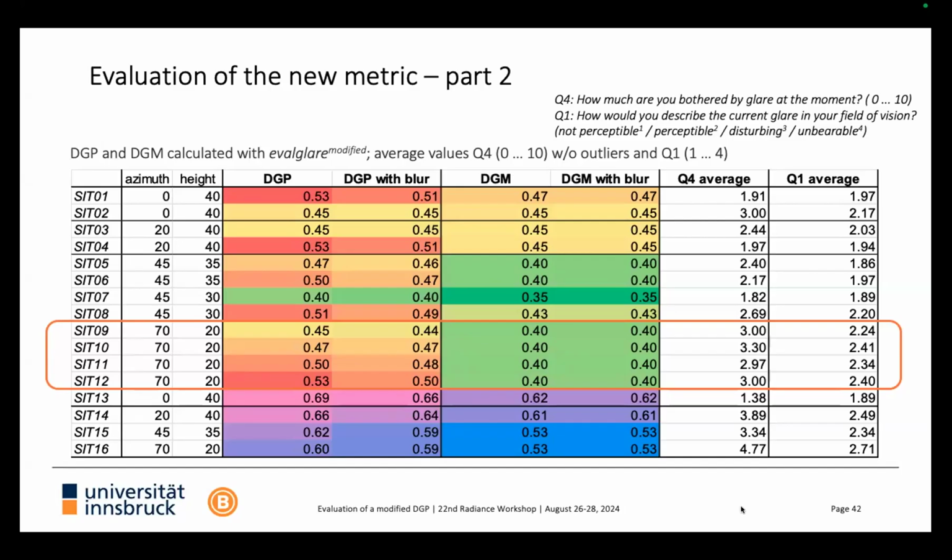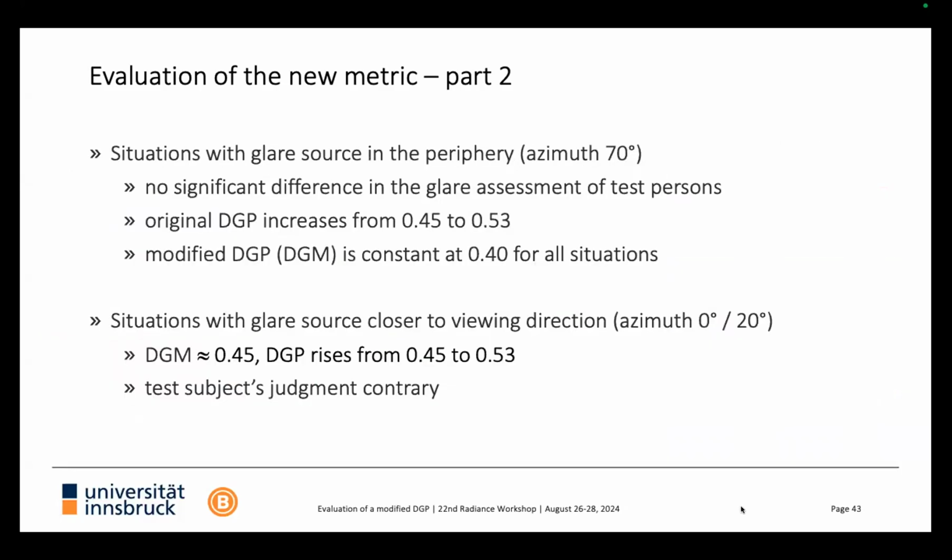There were also other interesting findings that we could not really answer yet. Like in situations 1 to 4, we again see a significant difference in DGP, but not in DGM. But the responses by the subjects were even contrary to what DGP says. So DGP was higher for situation 1 than for 2, but the response was the other way around. So this is still something we don't really know why it is like that. Some evaluation, basically what I just reported.